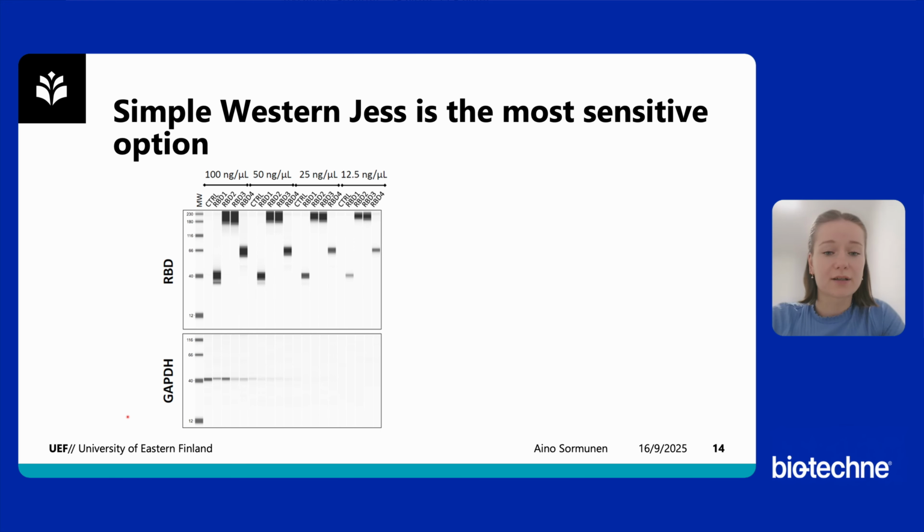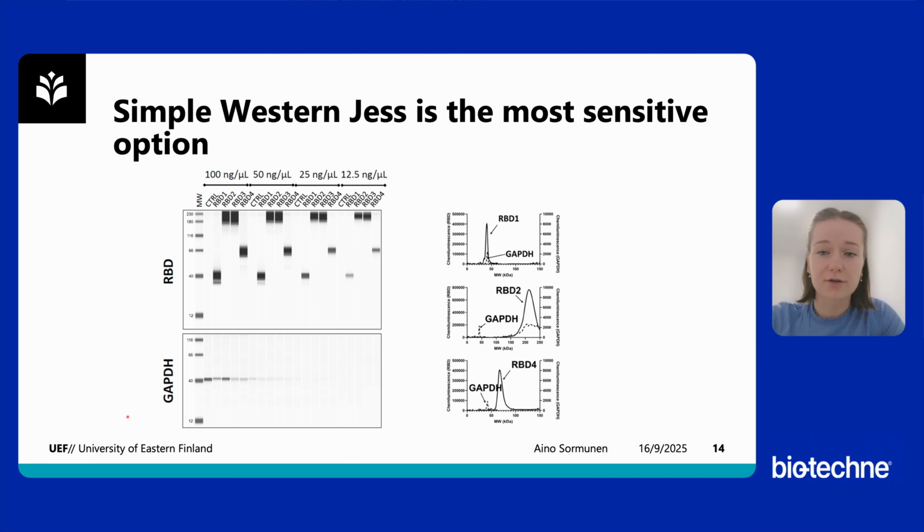On the left, what we're looking at now is a lane view image in the Compass for Simple Western Analysis software, but the results can be visualized also as an electropherogram from which peak heights and areas can be determined. And here on the right you see now examples of the RBD1, RBD2, and RBD4 with the solid line, and then with the dotted line you can see the GAPDH.